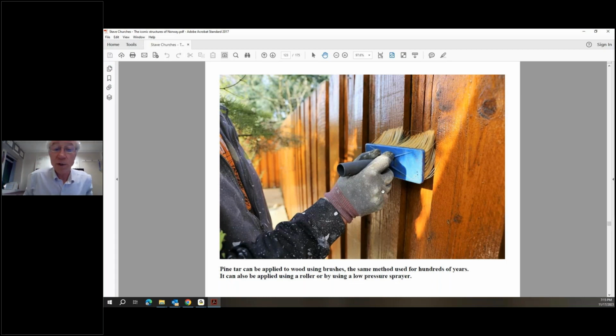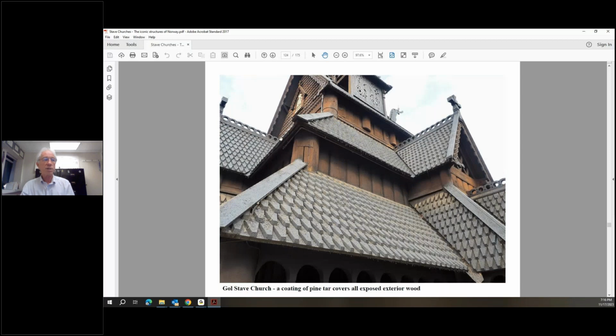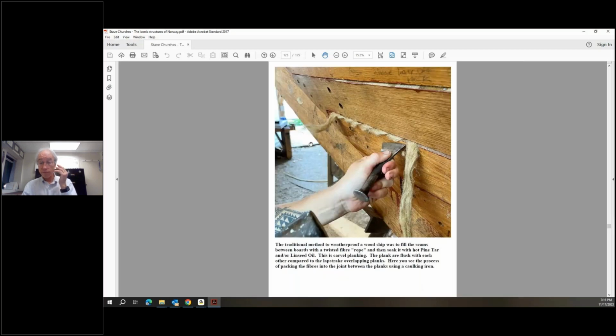All right, so in order to be applied, the pine tar is mixed in a 50-50 ratio with linseed oil, and it makes it much more fluid. If I poured that pine tar out, it's almost like molasses. So it's applied to all of the exterior surfaces of the buildings, and it's been used for centuries. And it was used before the Stave Churches were built too, on their ships. You can see here it was a form of weatherproofing, and it worked really well on the ships, and so they used it on their other structures too.